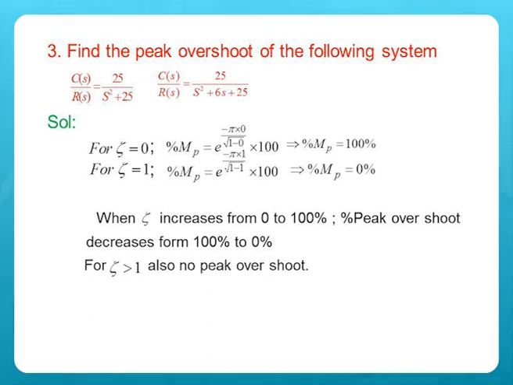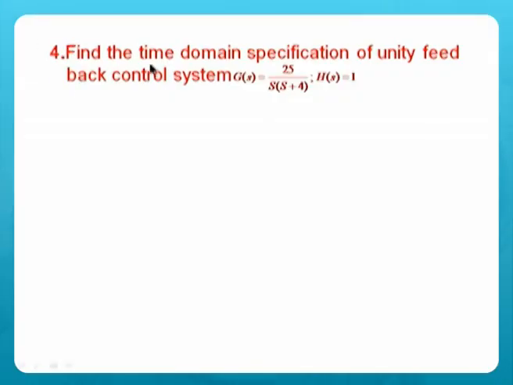When zeta is greater than 1, also there is no peak overshoot because the system becomes over damped for zeta greater than 1. Next problem, find the time domain specifications of a unity feedback control system whose g of s is given. This is the open loop transfer function of a unity feedback control system, 25 by s into s plus 4. It is a second order system and feedback is unity here, h of s is equal to 1.